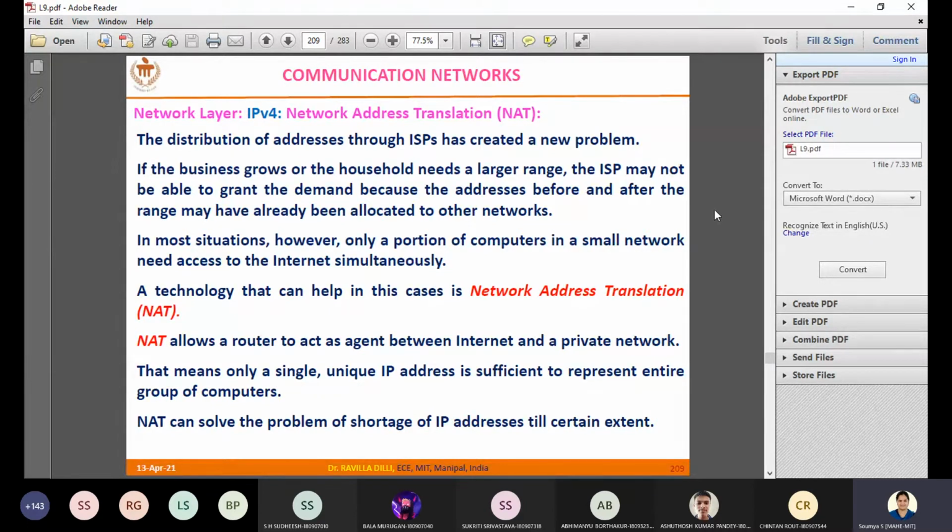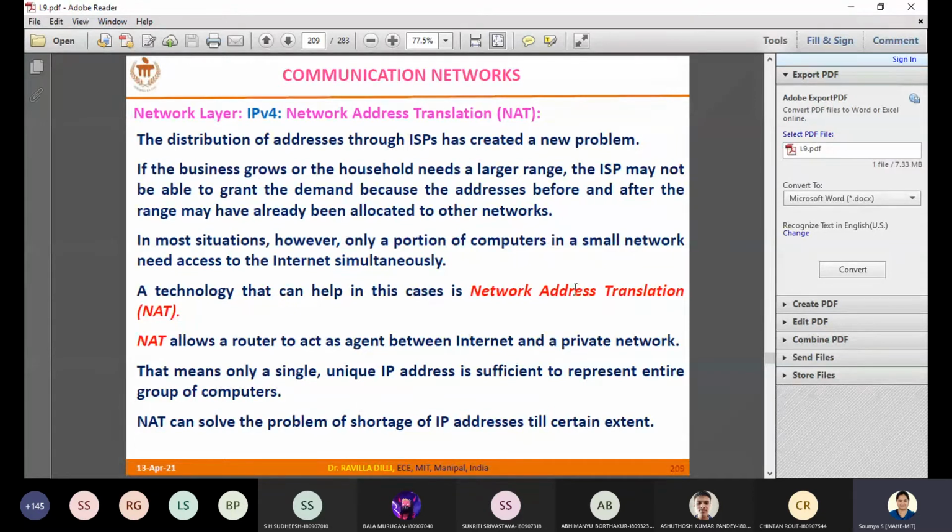I'll take just about 3 or 4 minutes before we wind up. Network address translation is wherein the distribution of these IP addresses has a lot of issues. As the number of systems increases, the IP addresses required will go on increasing. So instead, there is something known as network address translation, wherein only a single unique IP address will be sufficient to represent the entire group of networks.